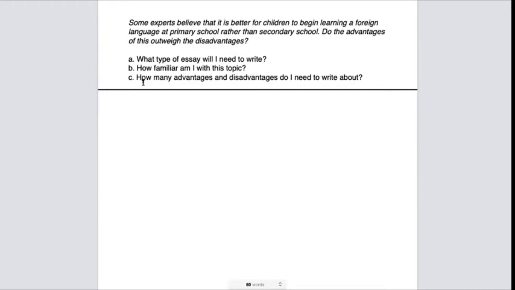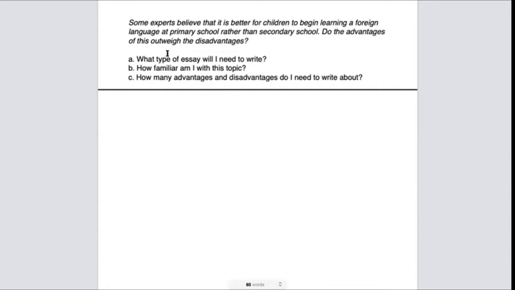Let's see if you can figure out which type of question this is. Some experts believe that it is better for children to begin learning a foreign language at primary school rather than secondary school. Do the advantages of this outweigh the disadvantages? Okay, let's read it again. I'm going to highlight key words.